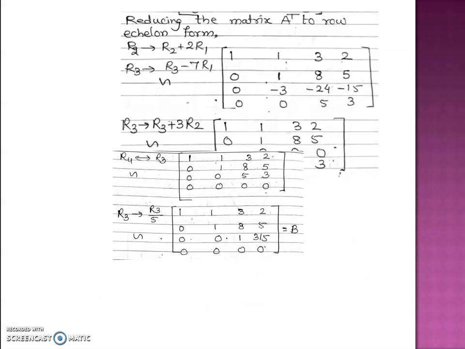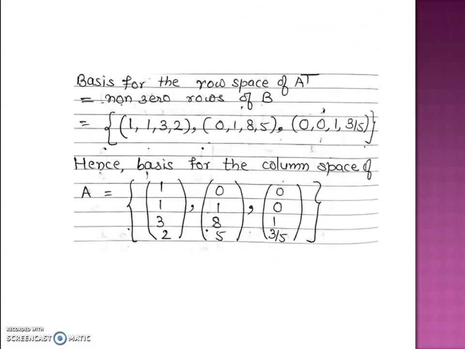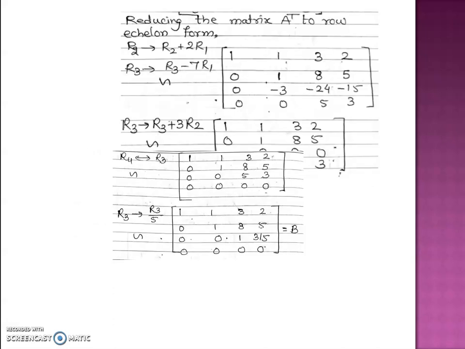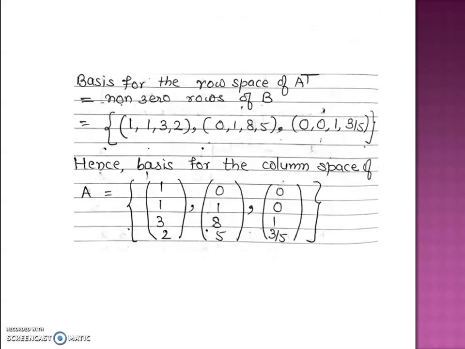Reducing the matrix A transpose to row echelon form, we get the matrix B as 1 1 3 2 0, 1 8 5 0 0, 1 3 upon 5 0 0 0 0. So the basis for the row space of A transpose is equal to the non-zero rows of B, that is 1 1 3 2 0, 1 8 5 0 0, 1 3 upon 5. The transpose of these rows, 1 1 3 2 0, 1 8 5 0 0, 1 3 5, is the basis for the column space of A.